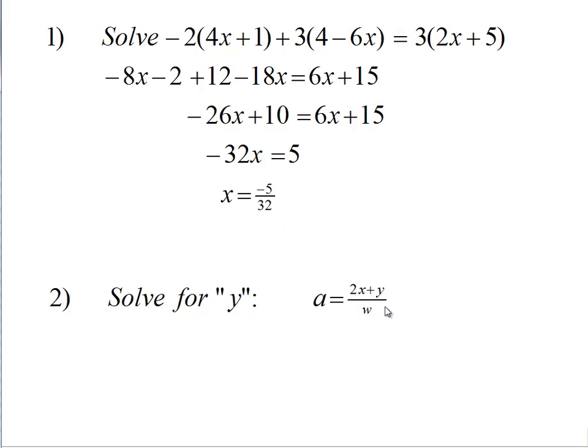Okay, second one, solving for y. I need to move the w over by multiplication, so it's a times w, and it'll cancel on this side. Need to move the 2x by subtraction, so it's aw minus 2x is equal to y.